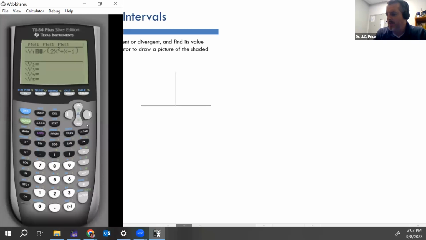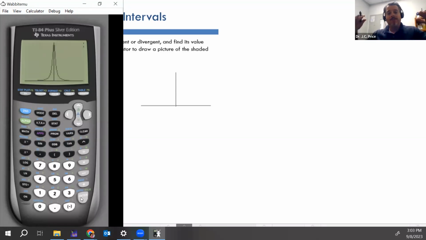I'm going to hit y equals, clear that out, and then I have 1 divided by x squared plus 36, with x squared plus 36 in parentheses. Now I'm going to make my window go from, well, it's negative infinity to infinity, right? So I'm going to do negative 100 to 100 to see what that looks like. And then we'll zoom fit it, hit zoom, and then zoom fit.